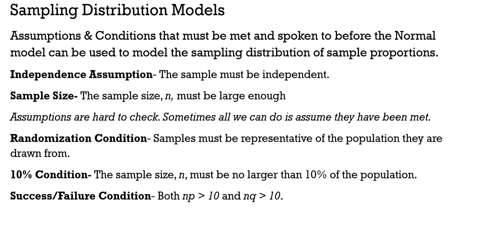Before we can do that, however, we want to make sure we check some assumptions and conditions, and these must be met and spoken to before we can use the normal model. If you're taking the AP test, these are things that they're looking for. One, you want to make sure that the sample is independent. Again, we can't always check that, but if it's reasonable to assume that they're independent, that's enough.